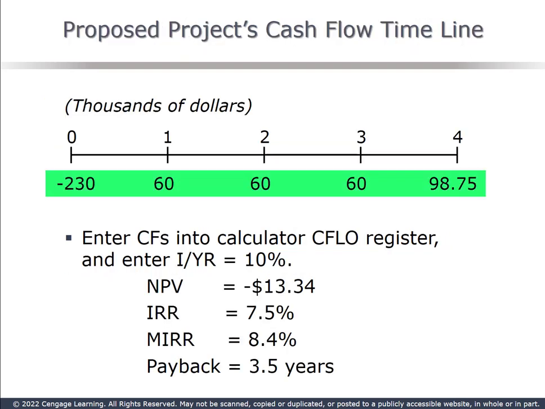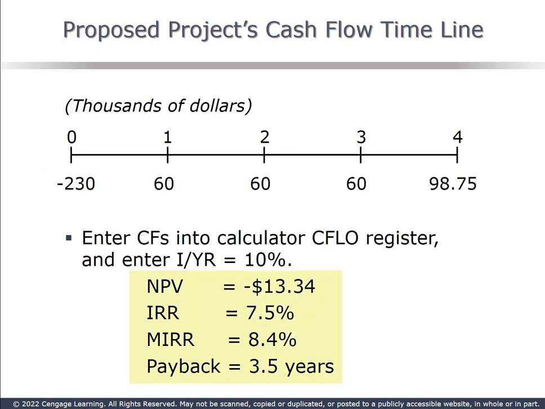Putting all the numbers we've come up with together on a timeline, we have the values we'll use in the cash flow worksheet to find NPV. NPV, a minus $13.34 million. IRR, 7.5% versus a cost of capital of 10%. MIRR, 8.4%. Payback, 3.5 years. With these results, the project is a no-go.